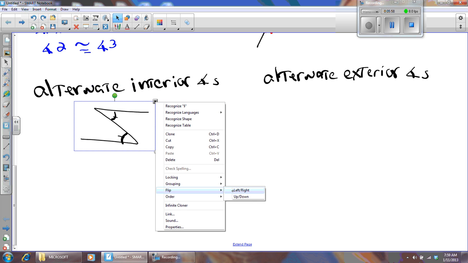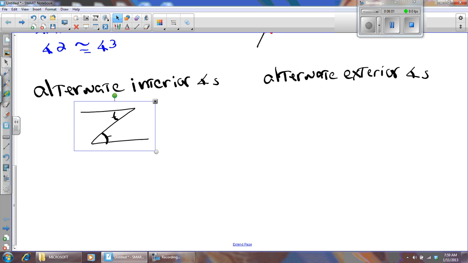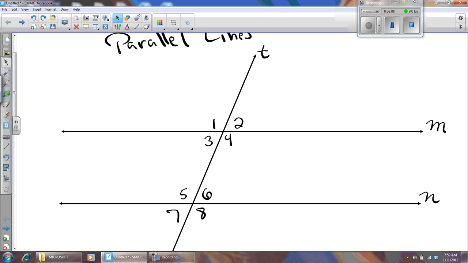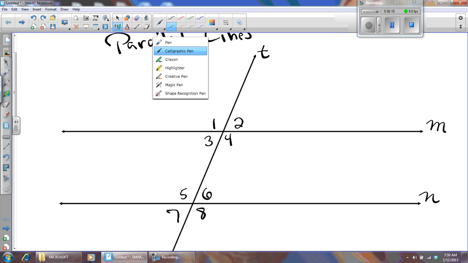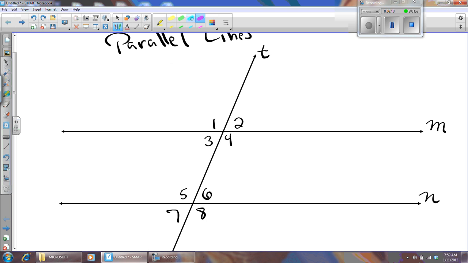All right, so there we go. Let's go looking for Z's. I'm on a Z hunt right now. See any Z's? Where are you, Z's? Whoa. There we go. Kind of misdrew my Z there, but that's okay. Angles 3 and 6 are congruent. They are alternate interior angles. I can do a backward Z. I could go like this.